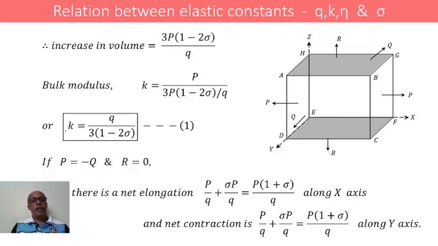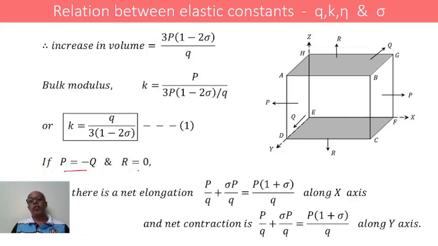Or K is therefore equal to Q by 3 into 1 minus 2 sigma. And if P equals minus Q and R is equal to 0, then there will be a net elongation of P by Q plus sigma P by Q, that is equal to P into 1 plus sigma by Q along the x-axis when P is equal to minus Q and R is equal to 0.